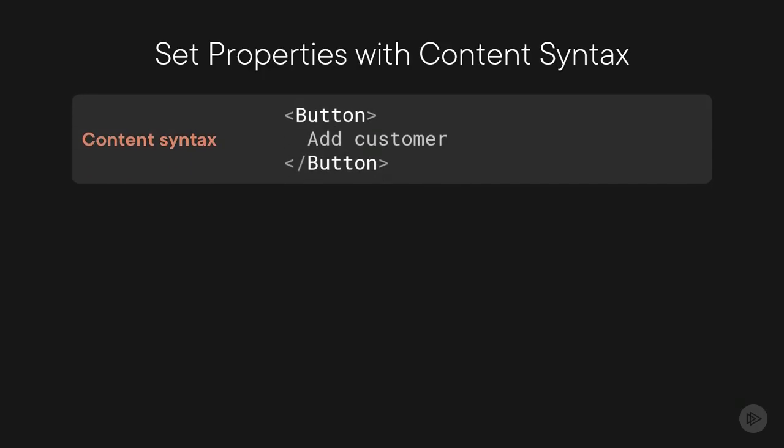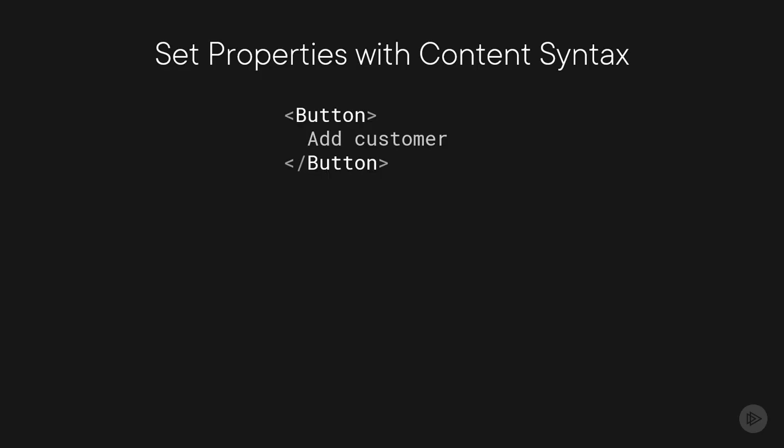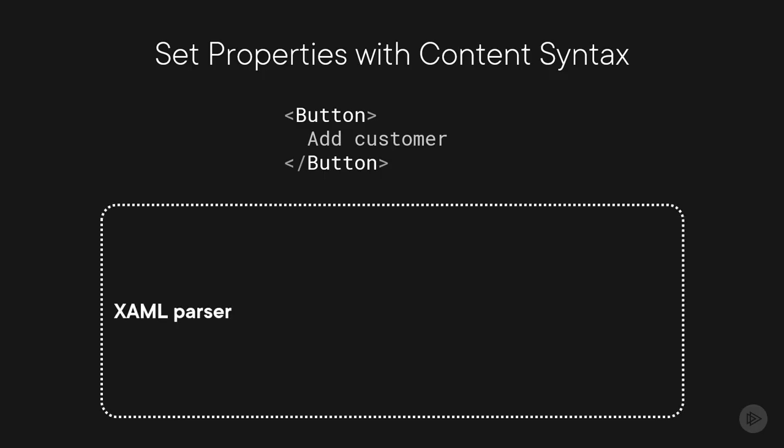But now the question with this content syntax is, why is here the value assigned to the button's content property and not to another property? How does the XAML parser know that it has to use the content property of the button? Let me explain to you how this works.